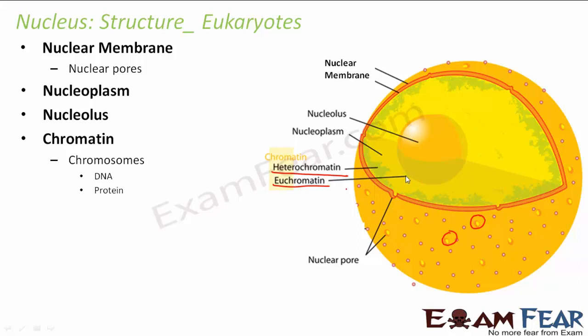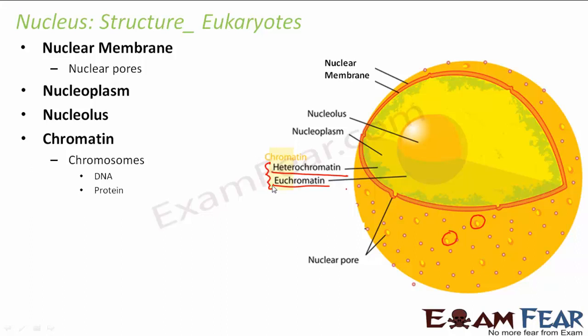So if you see here, again you have some small green thread-like structures, right? You can see some light green thread-like structures. So they are the euchromatin. That means the thread-like structures present in the nucleoplasm are all chromatin. The chromatin which is towards the nuclear membrane is heterochromatin, and the chromatin which is towards the nucleolus, that means towards the inside of the ball, is the euchromatin.